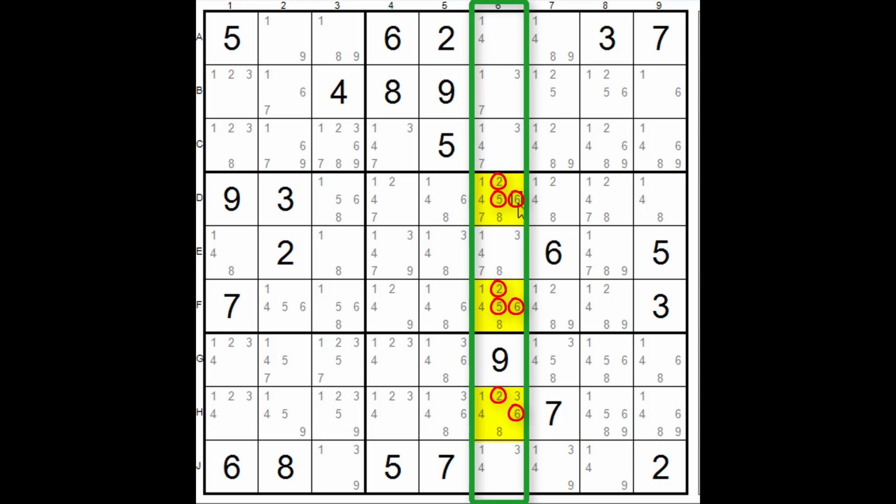So the possibles 2, 5 and 6 occur there and nowhere else, so we can get rid of everything else that's in those cells. So in D we can get rid of 1, 4, 7, 8. In F we can get rid of 1, 4 and 8, and in H we just have 2, 6. We can get rid of 1, 3, 4 and 8.